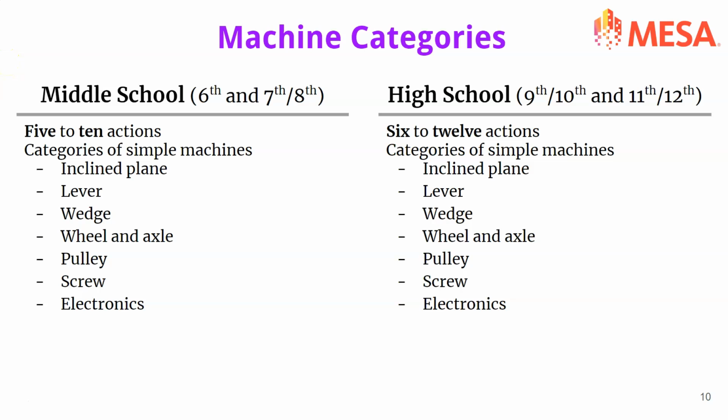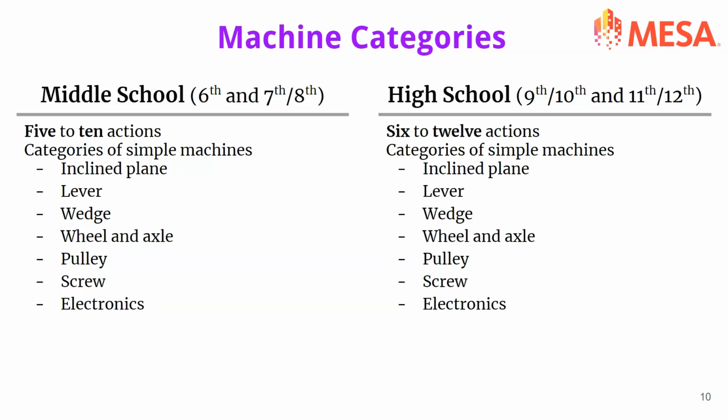There are a total of 7 different categories of simple machines that students are allowed to use for the Mason machine competition. Those categories include inclined plane, lever, wedge, wheel and axle, pulley, screw, and electronics. Please be aware that if any of the machines that the student decides to use falls in a category that is not included on this list, then that action will not count for the competition.